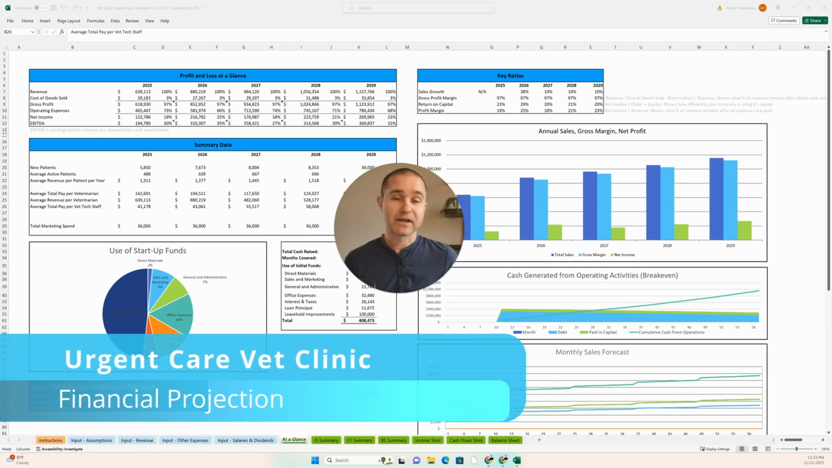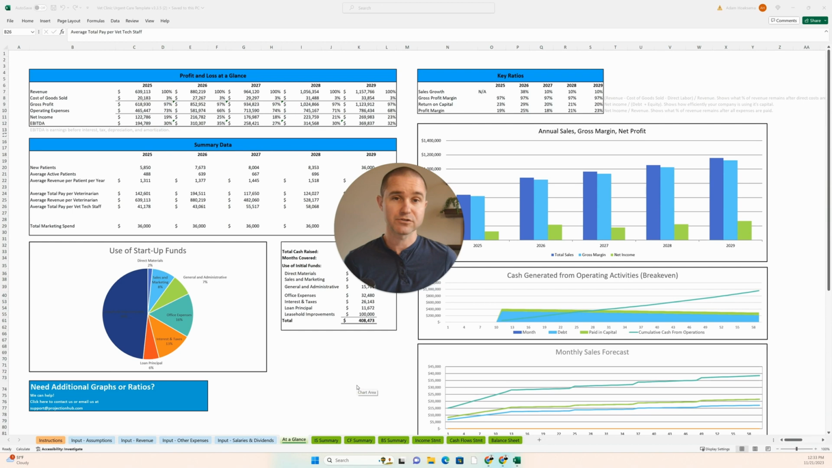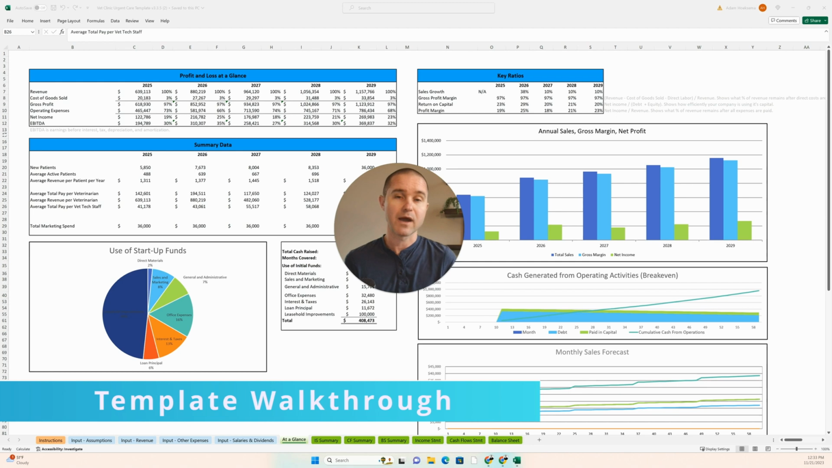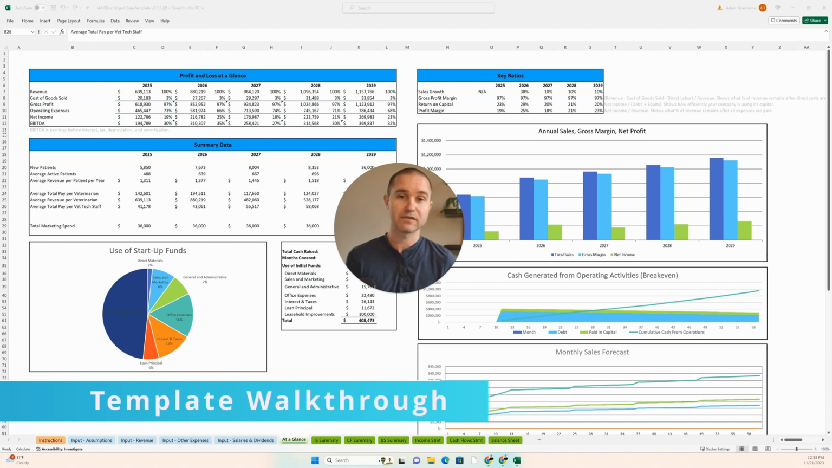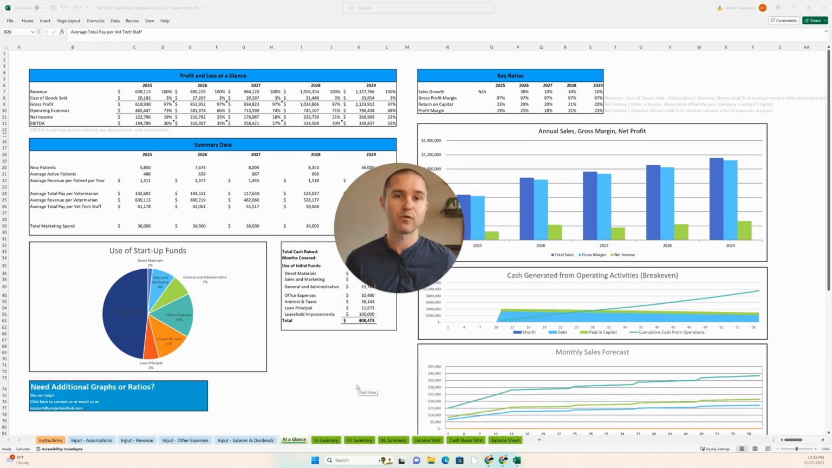Hey, if you're looking to create a set of financial projections for an urgent care veterinary clinic, maybe for potential investors or lenders, then you've come to the right place. We have built a financial projection spreadsheet template built specifically for this veterinary clinic urgent care type of business model. I'm going to walk you through how to fill the template out and what you get with the template and how it'll be a good fit for presenting to potential investors or lenders.